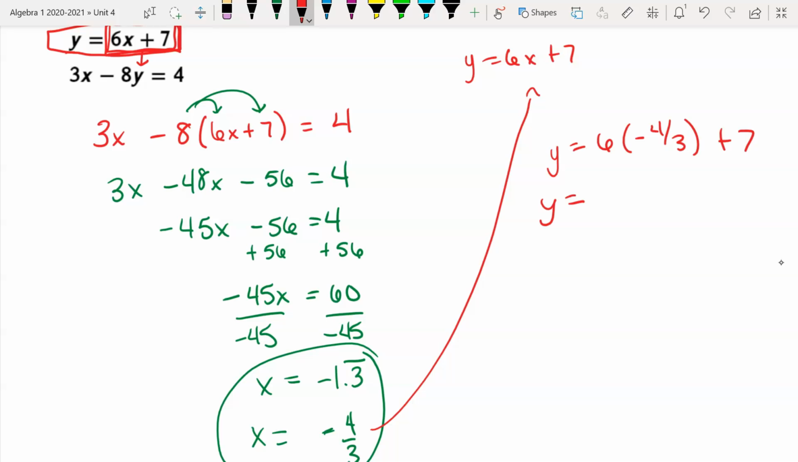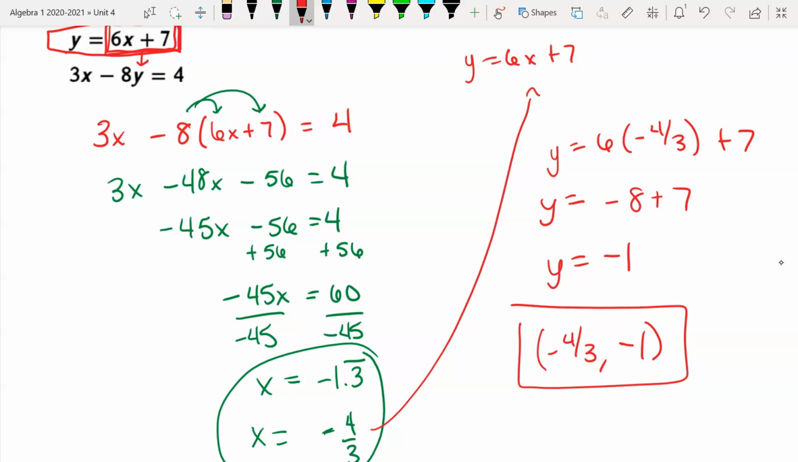So if I substitute in negative 4/3, I get 6 times negative 4/3. You get negative 8 plus 7. So your y is negative 1. So we write our answer as a coordinate pair, the x and then the y. So negative 4/3, comma, negative 1.